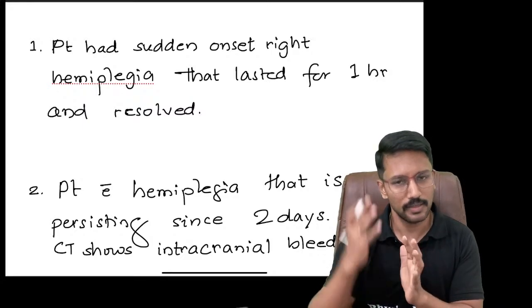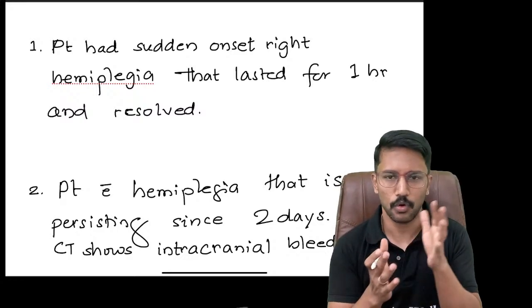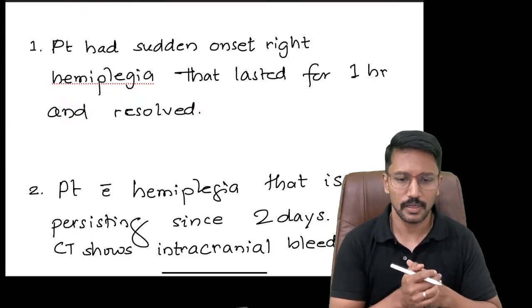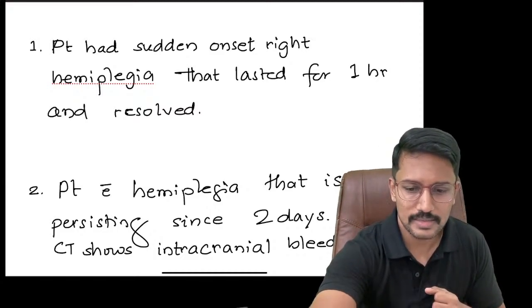He had hemiplegia, right? Some part of the brain, to be precisely, it has to be either brainstem, subcortex, or cortex, which was dysfunctional, and that is why he had hemiplegia, and it has improved within 1 hour. So can I call it as stroke?